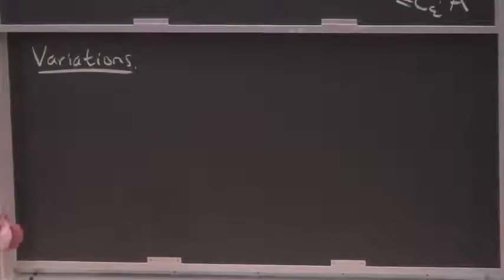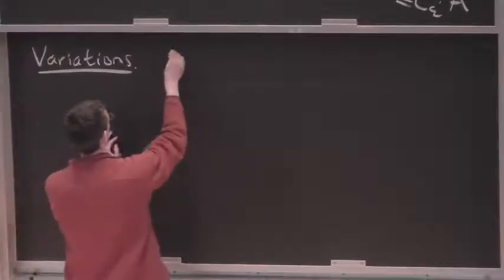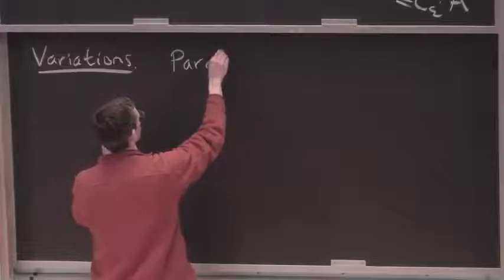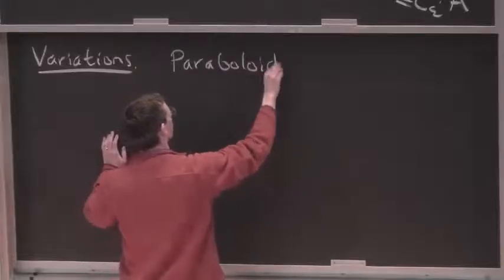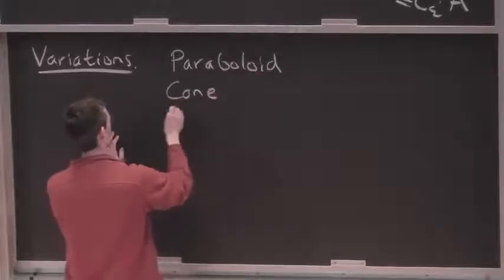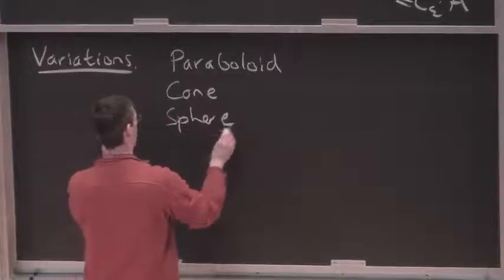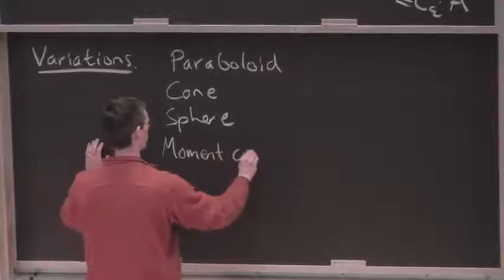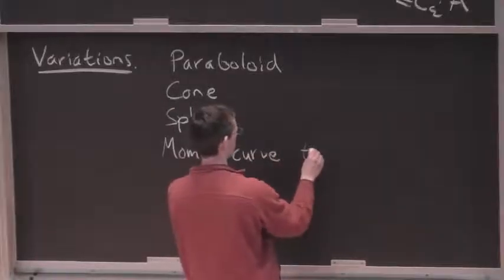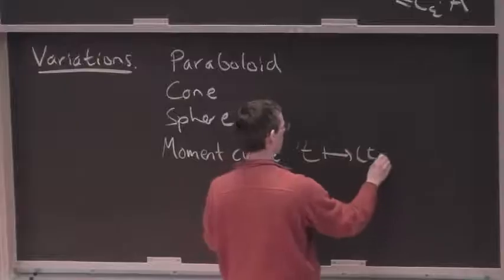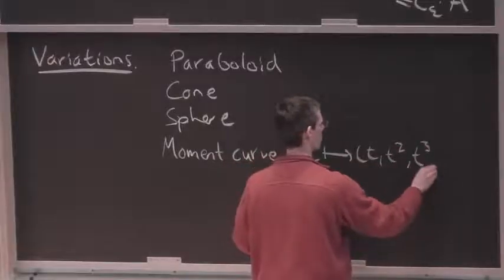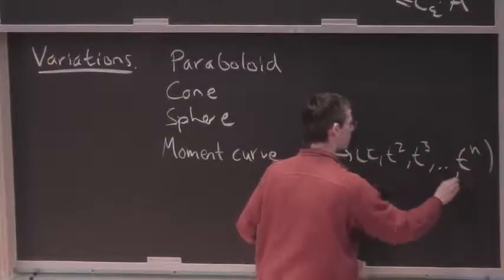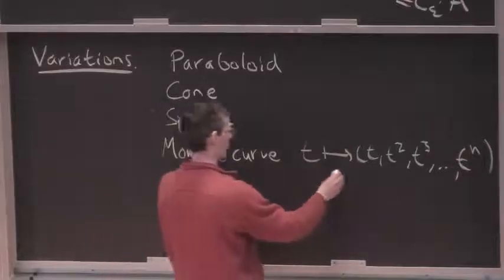So there's a whole circle of theorems that cover many different shapes, the small neighborhoods of various different manifolds. So for example, they did in any number of dimensions the paraboloid, or the cone, or the sphere, or the moment curve, which is a generalization of the parabola in a different way. I remind you, the moment curve is the curve parametrized by t goes to t squared, t cubed, up to t to the n.